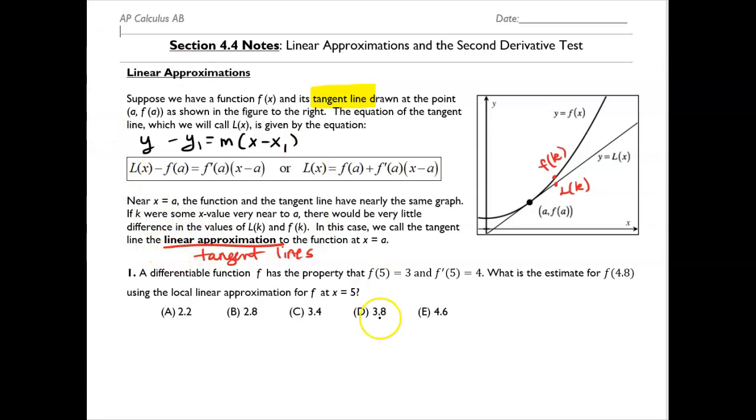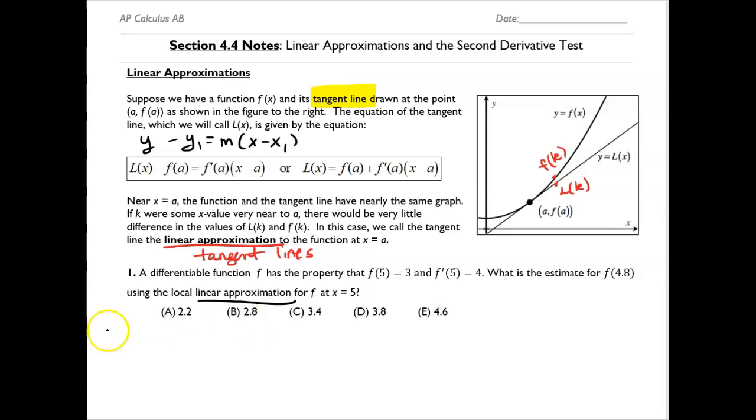So in example 1, we have a differentiable function f. It has the property that f of 5 is 3 and f prime of 5 is 4. It asks us for the estimate for f of 4.8 using the local linear approximation for f at x equals 5. This word local just means nearby, so we're nearby 5. Linear approximation, telling me tangent line.